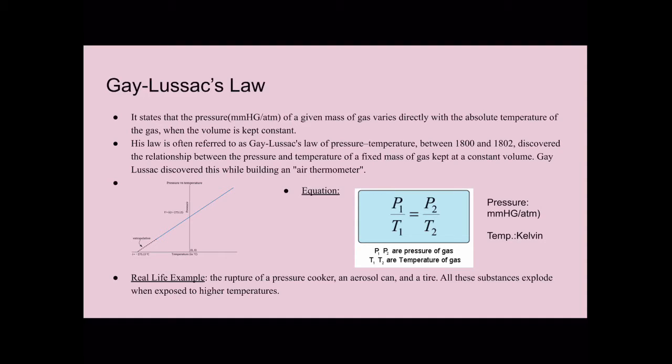The equation for Gay-Lussac's law is initial pressure divided by initial temperature equals the pressure after the reaction divided by the temperature after the reaction. Some examples would be the rupture of a pressure cooker, an aerosol can, and a tire, because all these substances explode when exposed to higher temperatures.